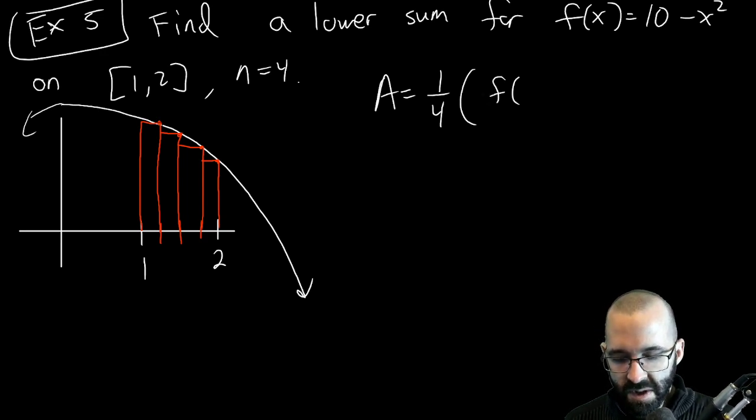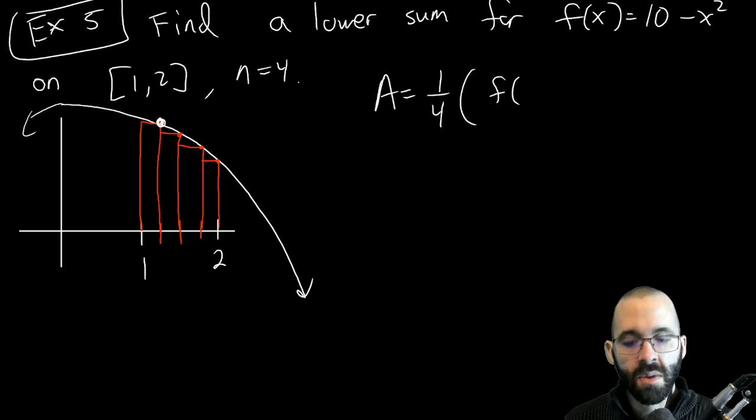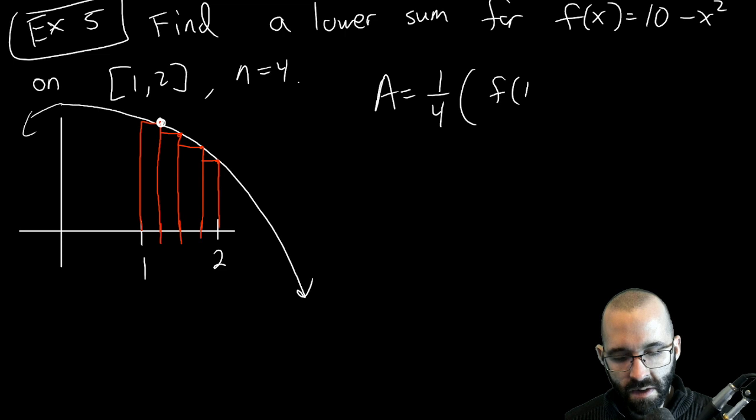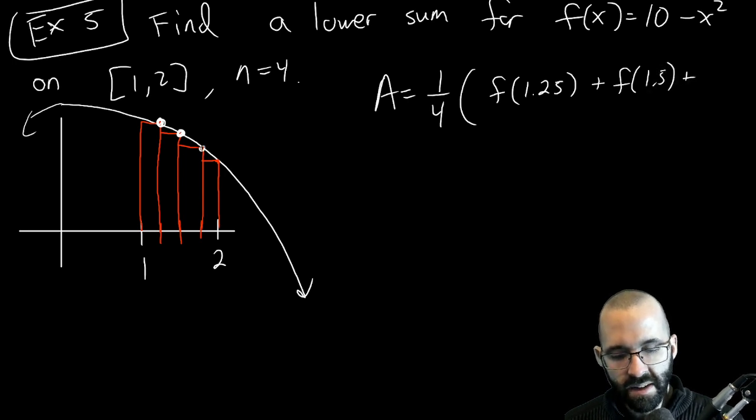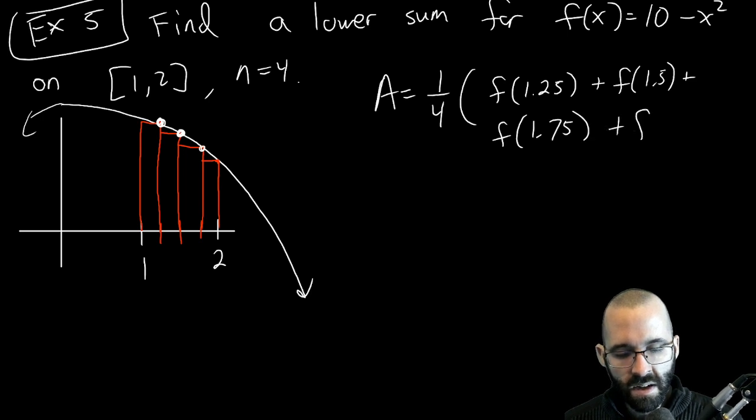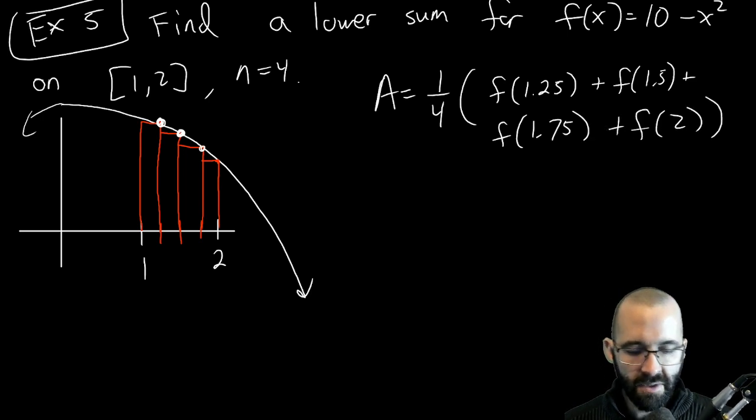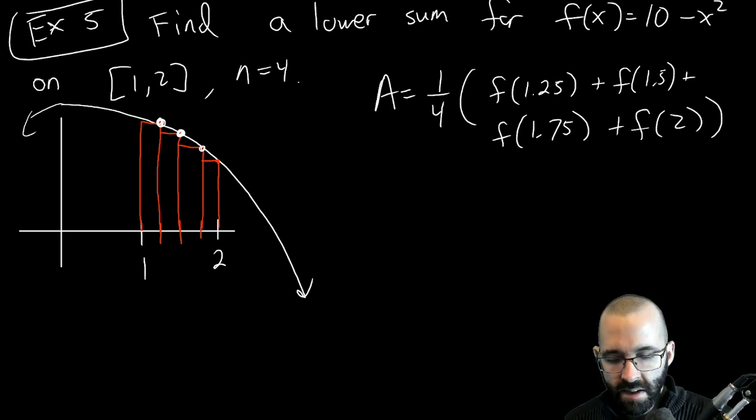So where's this guy going to be? Well, that's just the function value at 1 1/4. What's this guy? Function value at 1 1/2. What's this guy? Function value at 1 3/4. And the last one's function value at 2. That's it.